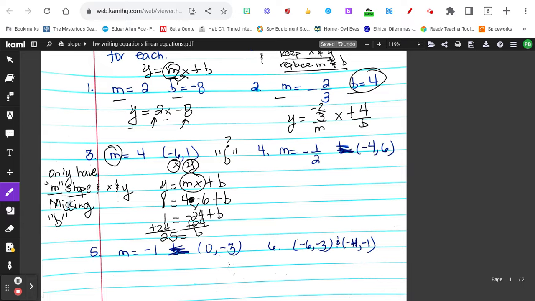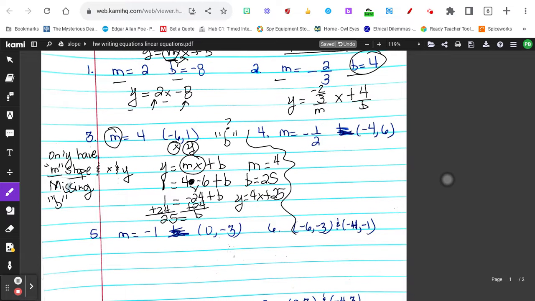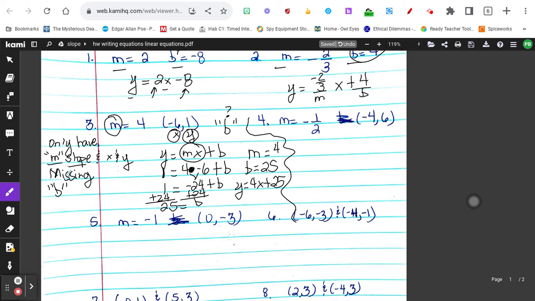So now I actually have m, which is 4, and b, which is 25. So it's really easy to write the equation. Y equals 4x plus 25. And that's all you do. Excuse me. All right, you can pause the video and try number 4.